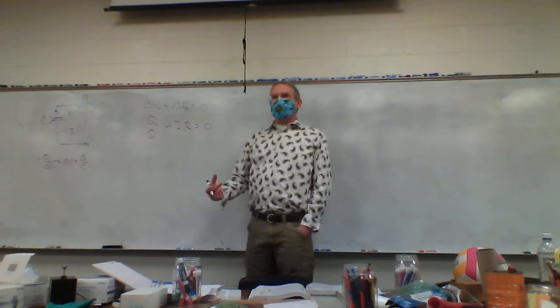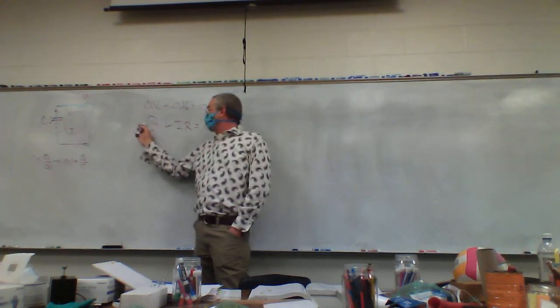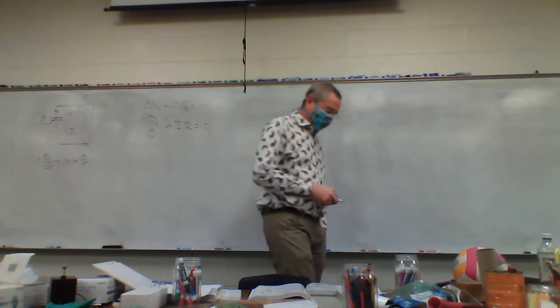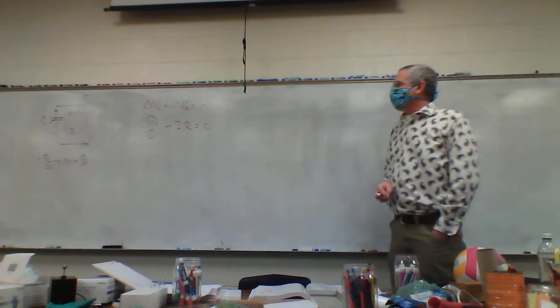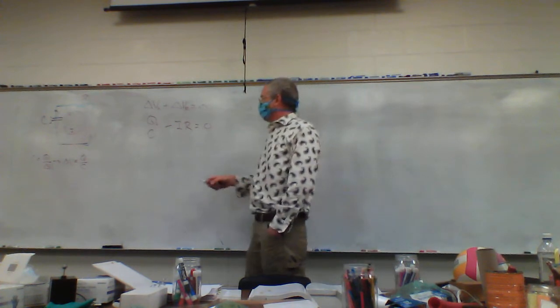Now I have two variables here. I have the charge that's on the capacitor, and I have a current flowing across the resistor. Presumably I know what the resistance and capacitance are. So I have to get them in terms of a common variable in order to solve it. Well, what's current?